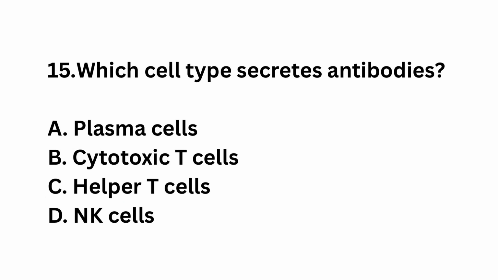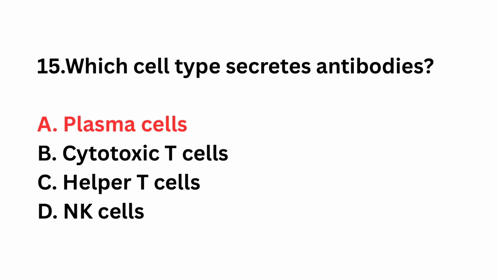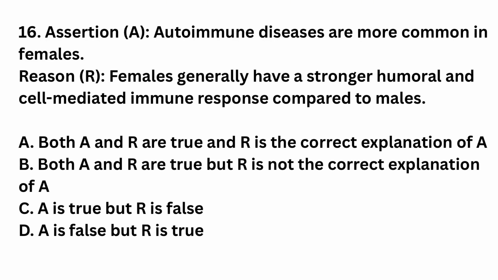Question number 15. Which cell type secretes antibodies? Plasma cells, cytotoxic T cells, helper T cells, natural killer cells. The right answer is option A, plasma cells. Plasma cells are differentiated B cells. They produce large amount of antibodies. Question number 16. Assertion. Autoimmune diseases are more common in females.